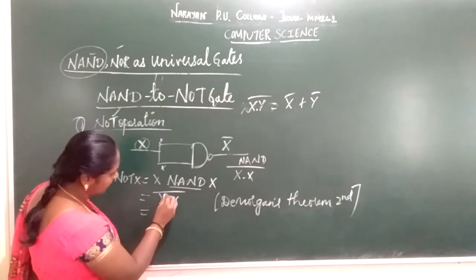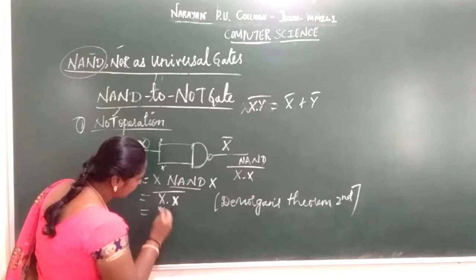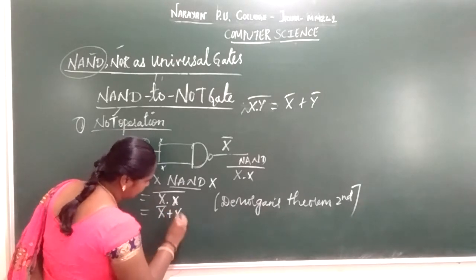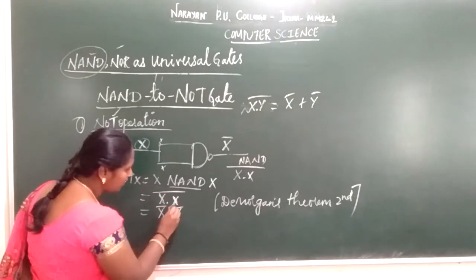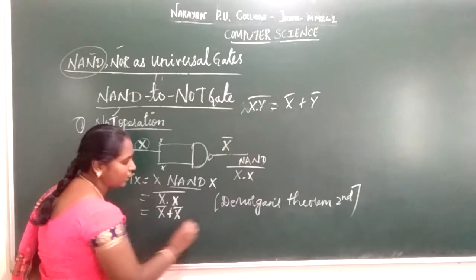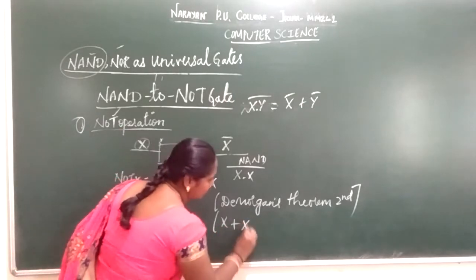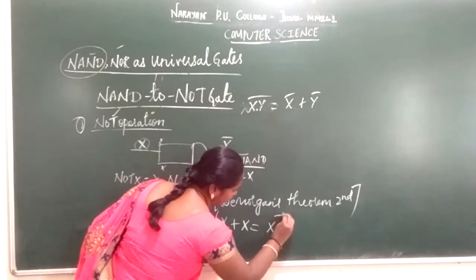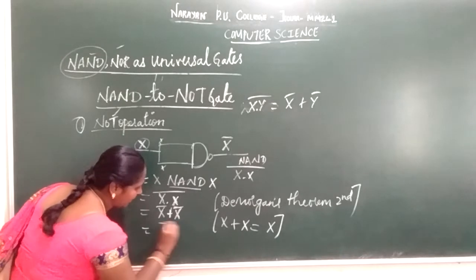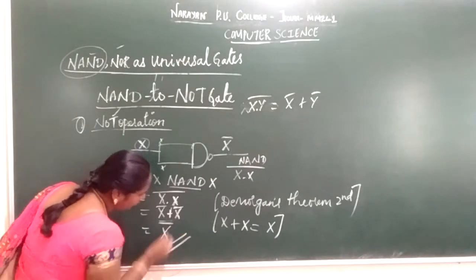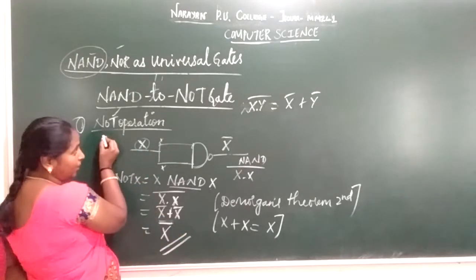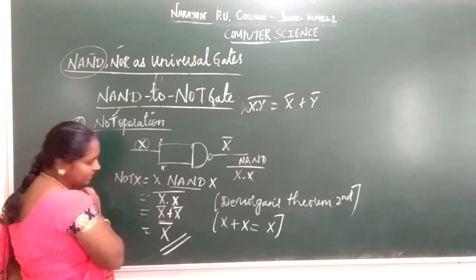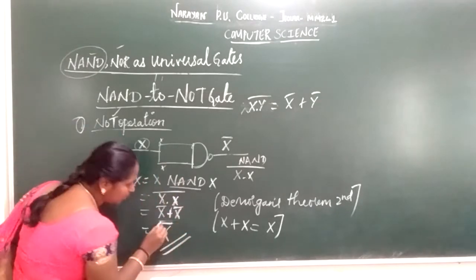So I am going to take De Morgan's second theorem, that is x bar plus x bar. According to the idempotence law, x plus x is equal to x, so it can be written as x bar. So you have proved that using a NAND operation, taking x as the input, my output is x bar.